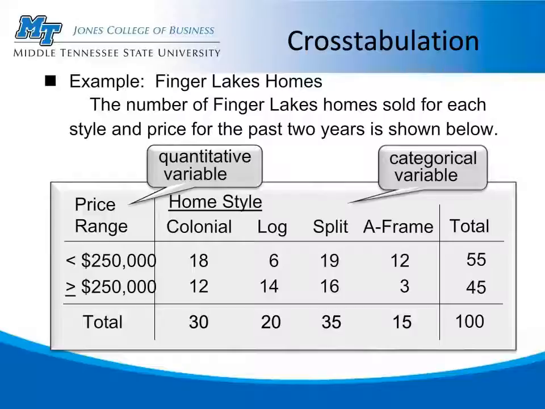This one is a mixed type. The one that designates the rows, the price ranges, is built from a quantitative variable. The columns, the home styles, are a qualitative variable. But there's a mixture of them here. You can have the rows and the columns both being categorical variables, or you can have them both being quantitative variables.